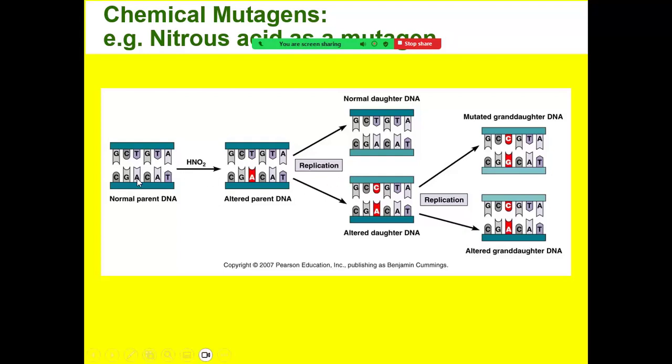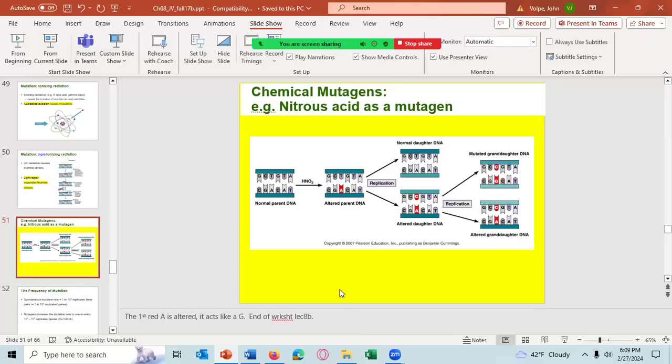It changes the nucleotide. So that nucleotide is still there, but it's changed, and the cell cannot recognize it as an A. It thinks that is a G. And so when the DNA polymerase comes and replicates this, it won't add a T there. It'll instead add a C. And that's the way nitrous acid works as a mutagen.